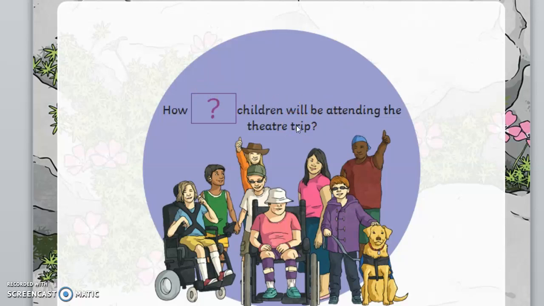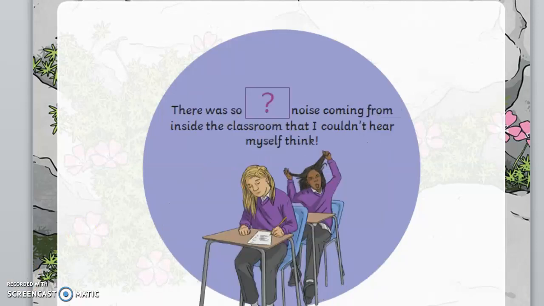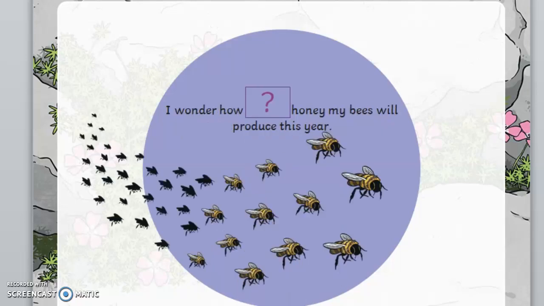Okay, now you have to pause at each sentence to think about it and to think if you have to use many or much in each box. There was so much noise coming from inside the classroom that I couldn't hear myself think. So you have to put here either many or much. So you pause, you write the answer, and then you continue with the second sentence. Okay. I wonder how much honey my bees will produce this year.